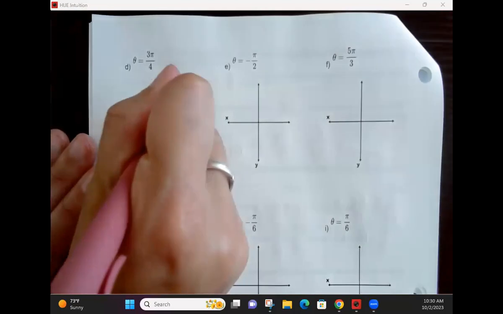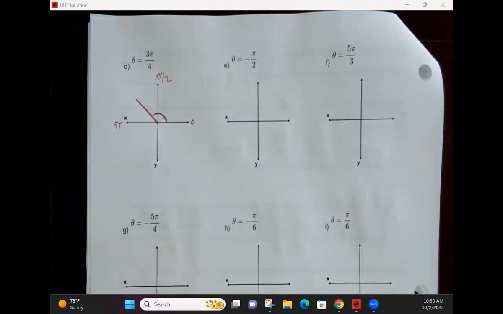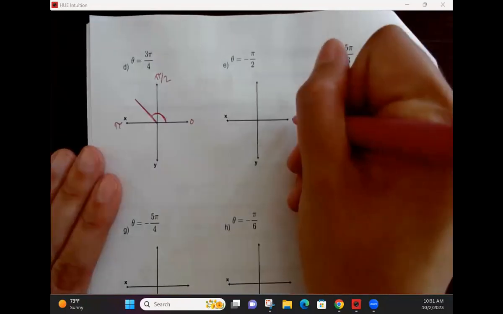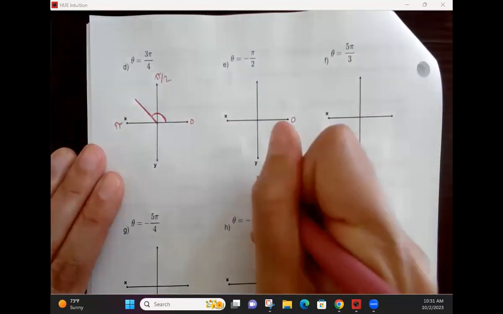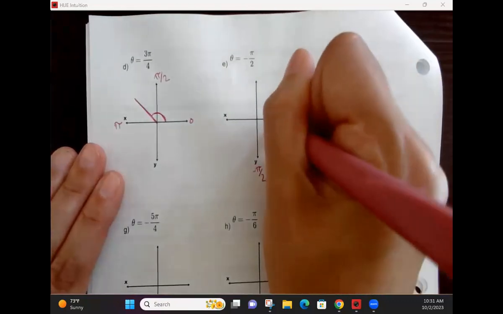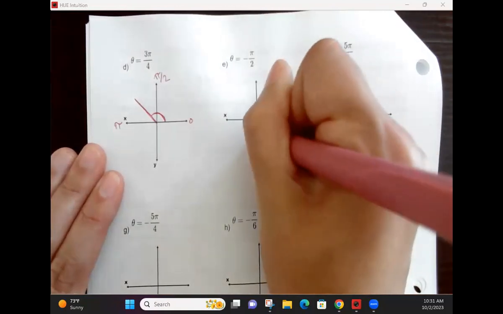And then make sure that you do put in your angle for me, especially since we've got a few negatives in here. These are not all positive angles, so it's important that we note which angle we're talking about. Negative pi over 2. So we're going clockwise this time. Here would be 0. Here would be negative pi over 2. So we are looking at a quadrant angle this time, right on the negative y-axis.